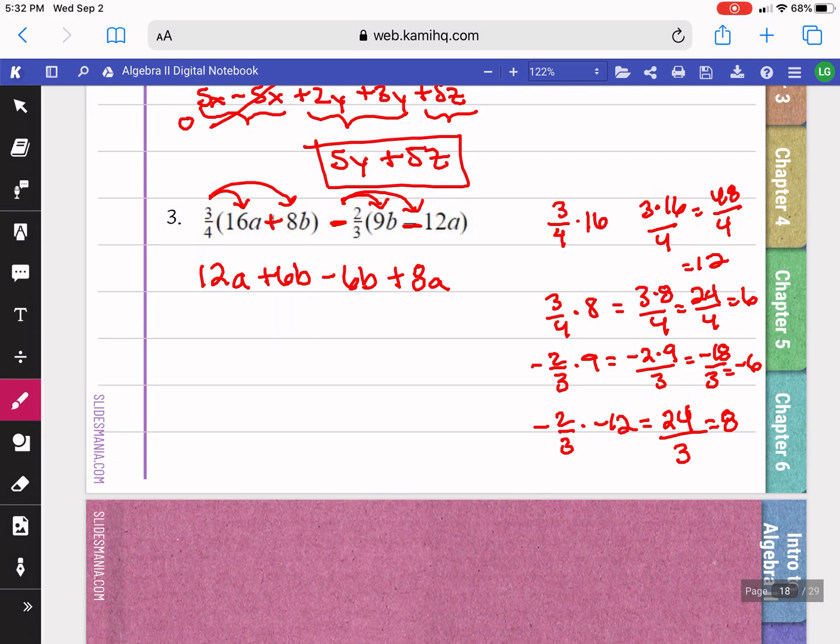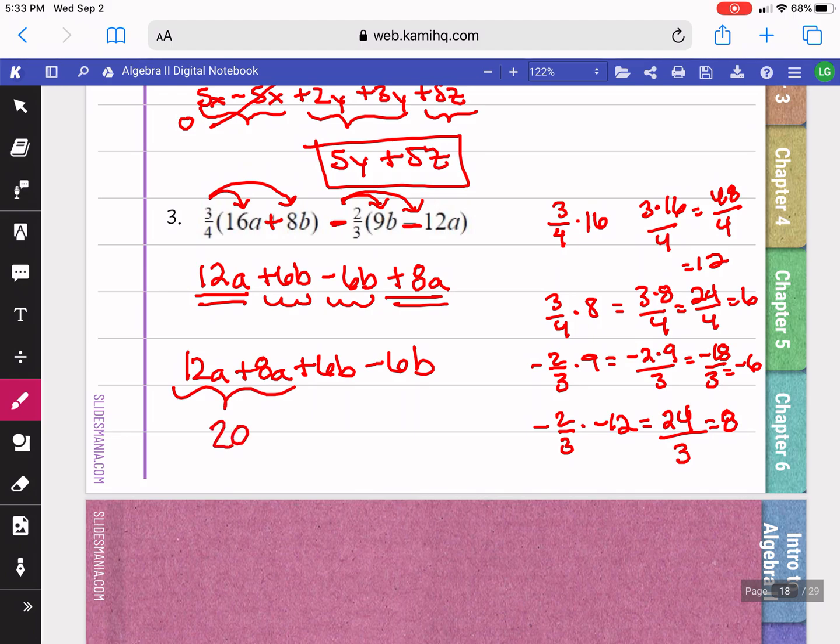Now we're going to combine like terms. So if I start with 12a, I would put the 8a next to that. Then 6b, positive 6b, is next to the negative 6b. So I'm just organizing it so that the ones that have the same letters are next to each other. 12a plus 8a is 20a, and 6b minus 6b is 0, so these cancel. So I don't have to write 28 plus 0, I would just write 28.